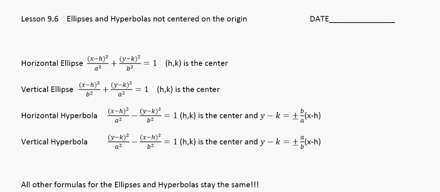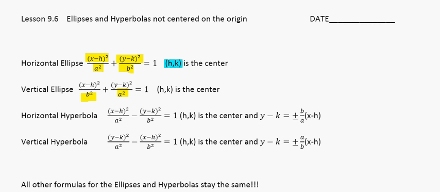Okay, today we're going to learn about ellipses and hyperbolas that are not centered at the origin. And the formulas sort of look like a combination between the circle formulas and the ellipse and hyperbola formulas. On the horizontal ellipse, you notice instead of having an x squared at the top and a y squared at the top, we have an x minus h squared and a y minus k squared. And the a squared and b squared stay the same for a horizontal, and they stay the same for a vertical. So essentially the only thing that changes is the center.